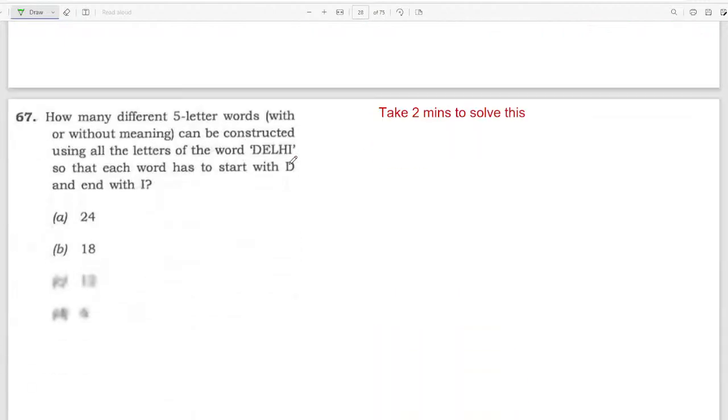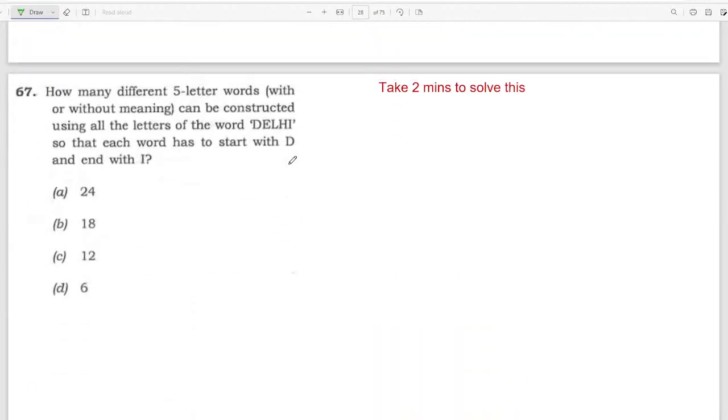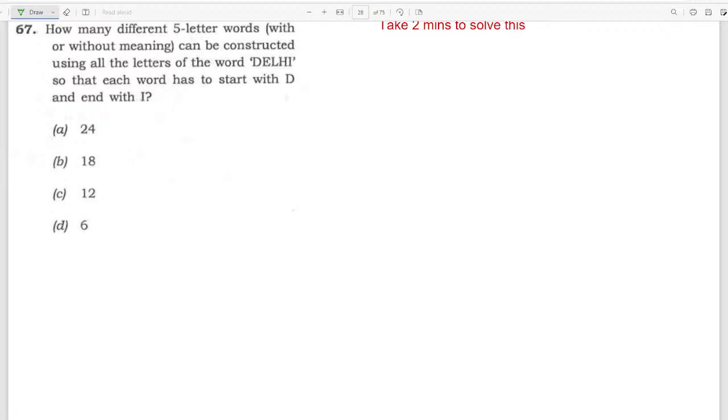Take 2 minutes to solve this question. I'm starting the timer.